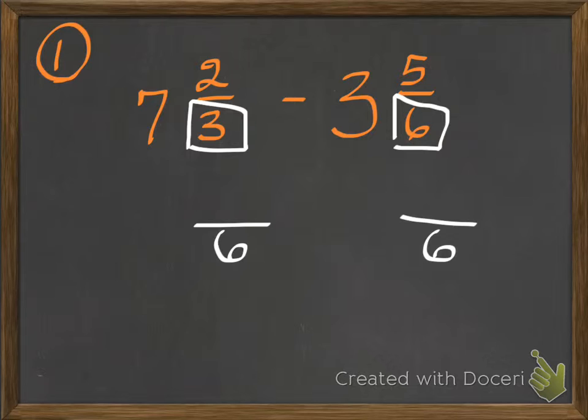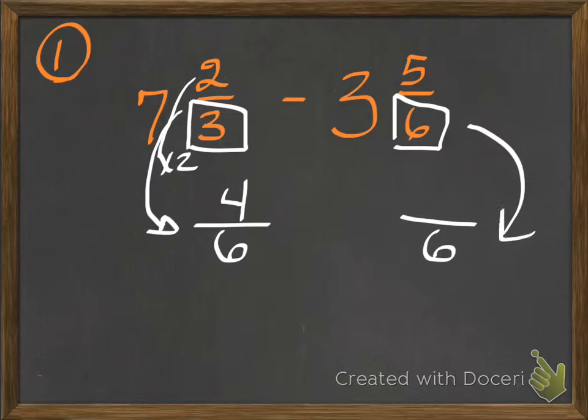So I'm going to change from 3 to 6. To get from 3 to 6, I have to multiply times 2. Whatever I do to the bottom, I have to do to the top. So I multiply 2 times 2 and get 4. And then over here on this side, to get from 6 to 6, I multiply times 1. Whatever I do to the bottom, I do to the top. So 5 times 1 is 5.